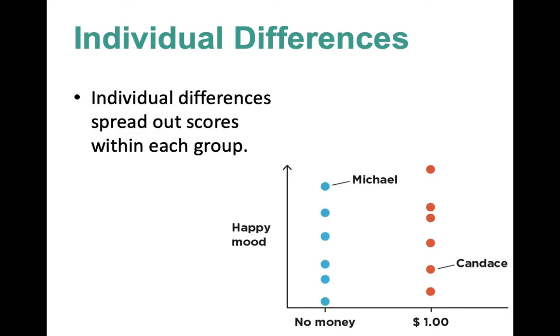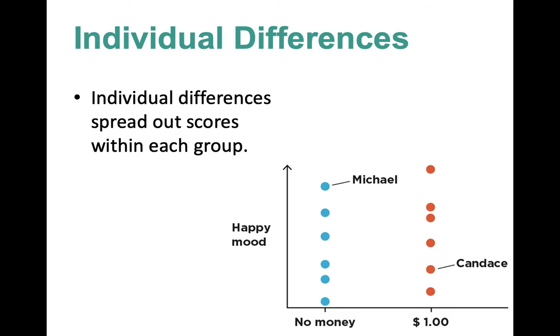Okay, another factor that can create within group variability are individual differences. So the idea with individual differences is that people are just different. Some people are faster runners than others. Some people are smarter than others. Some people are funnier. They have a better personality. Some people are more anxious. Some people are more depressed. People are just different. That's what we mean when we refer to individual differences.